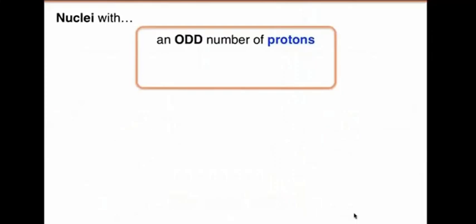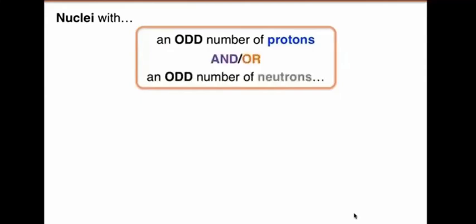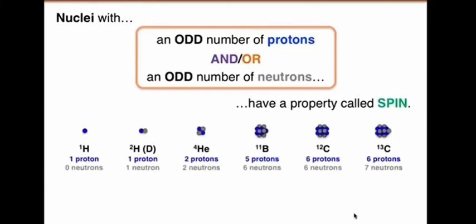Here are the conditions for a nucleus to be active in NMR. It must have an odd number of protons or an odd number of neutrons, which gives the property called spin. H1 NMR, 1 proton and 0 neutrons, has spin, whereas in deuterium, 1 proton and 1 neutron also have spin, while in helium, an even number of protons and an even number of neutrons have no spin.